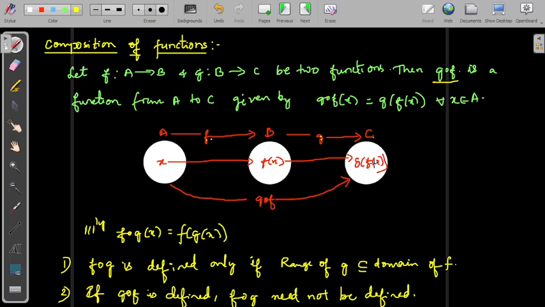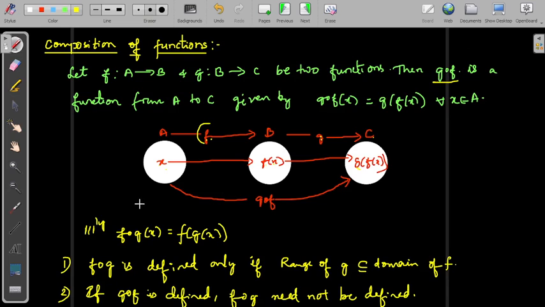It is like transitivity. B is a mediator. Now x goes to g(f(x)). So combining two functions, f and g, these are the two functions, I get a new function, that is g composite f. Its input is x and output will be of the form g(f(x)). So that is the meaning of composition of two functions.